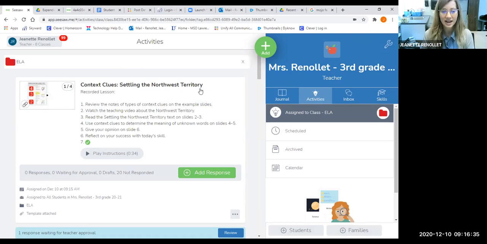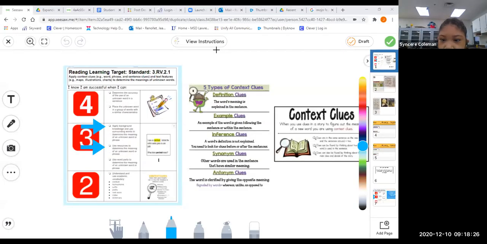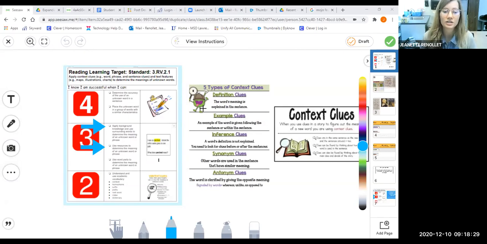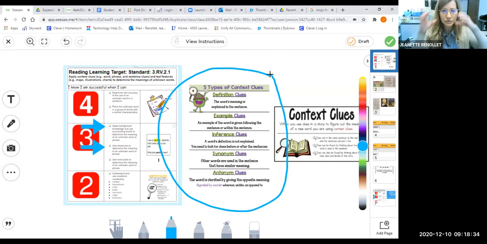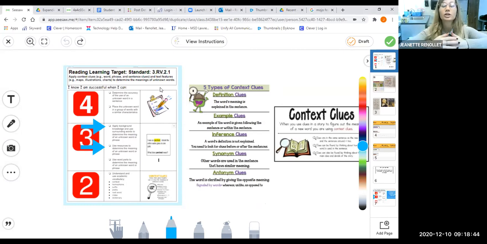Our task today is called Context Clues, Settling the Northwest Territory. Go ahead and open up your task and be ready. Slide 1 talks about our success criteria. We know that we are focusing on using context clues to help us determine the meaning of a word we may not know. Right now, we are reading about history of our community.